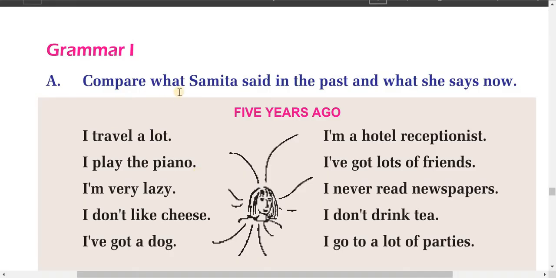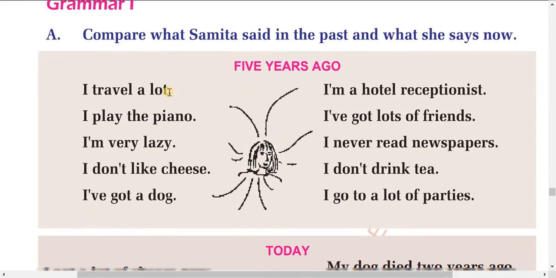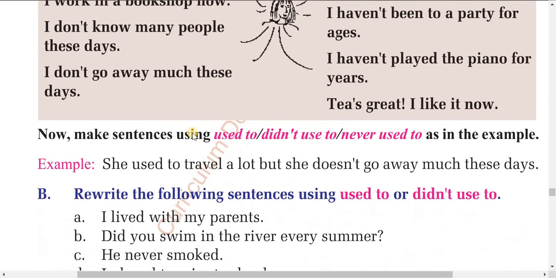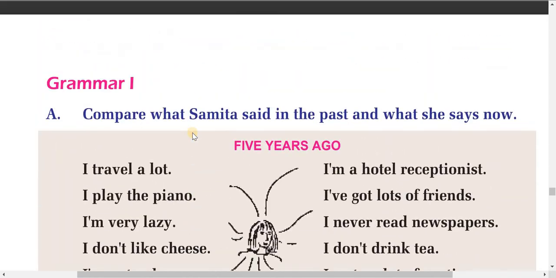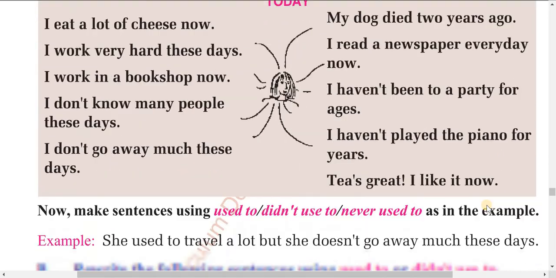Now, grammar day, students. Compare what Samita said in the past and what she says now. So, okay, you have to make sentences by using used to. And now, look at the examples here. Samita 5 years ago: I travel a lot. I play the piano. It's very easy, dear students.